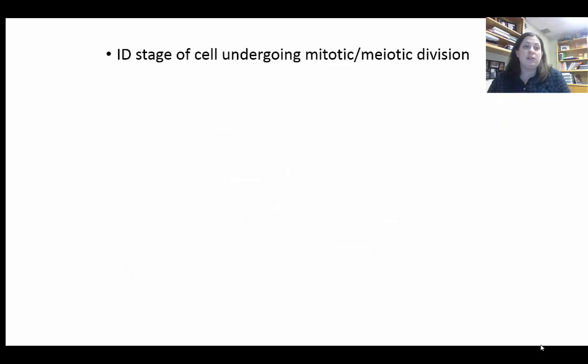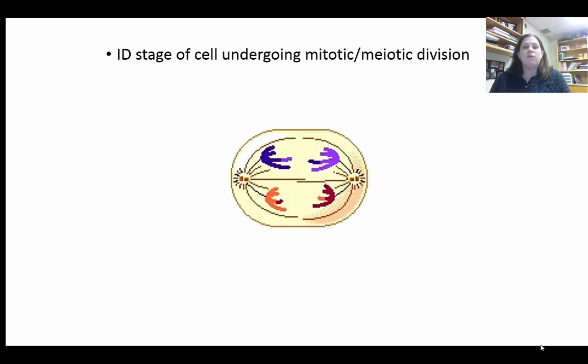Now, it's also important for you to be able to ID which stage the cell is in, whether it's mitosis or meiosis. Now, we're going to focus mostly on meiosis since that's the chapter we're looking at. So if we're looking at this particular picture, take a second and look, what phase is this in? Now, it should be relatively easy to say, oh, well, that's anaphase. But remember that in meiosis, it can be anaphase 1 or anaphase 2. A key characteristic is that those tetrads are being pulled apart.